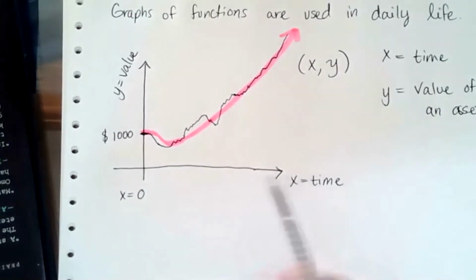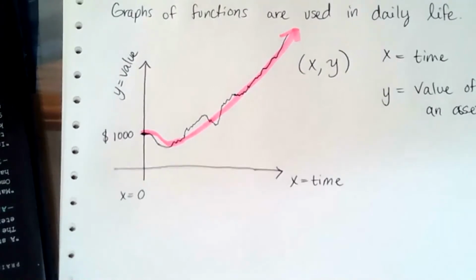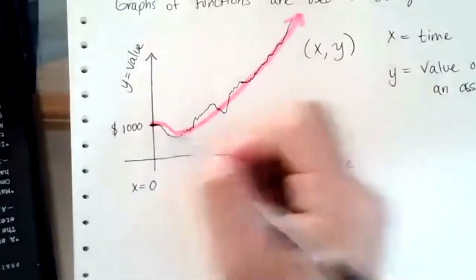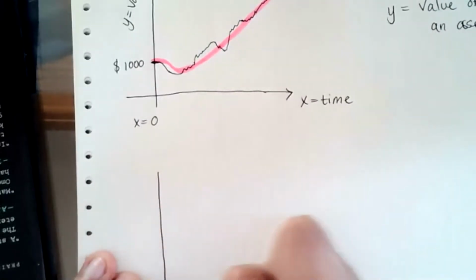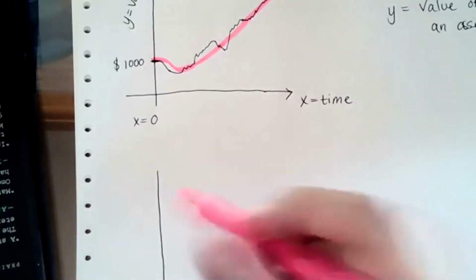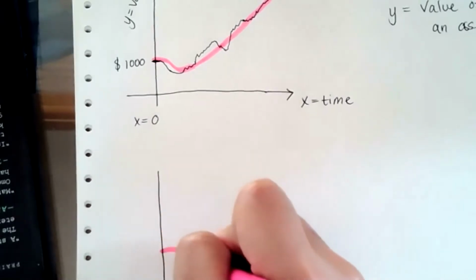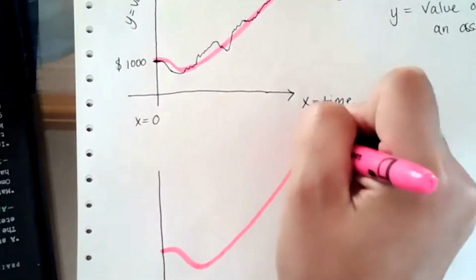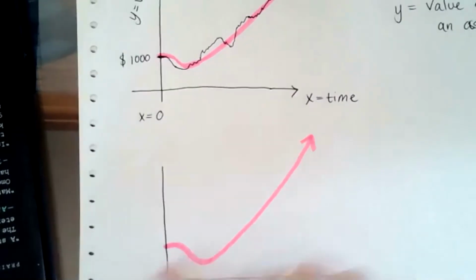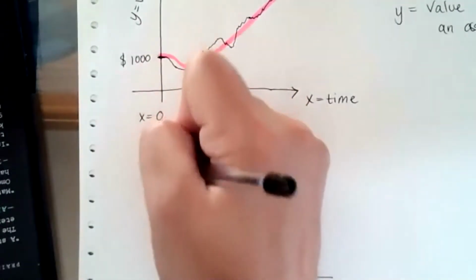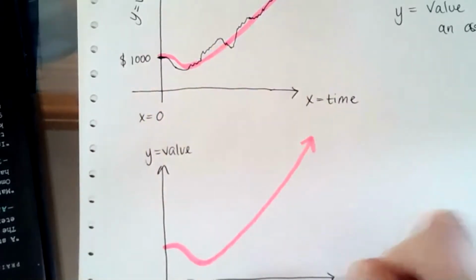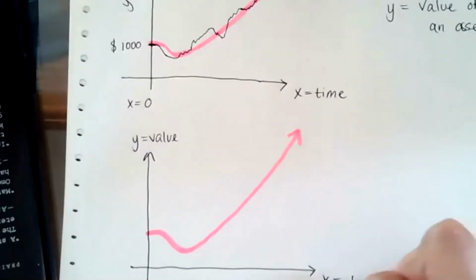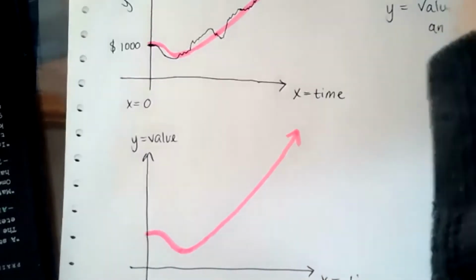But in any case, why am I talking about this? Well, because let me go ahead and draw a sketch of this again, and just the smoothed graph. So the smooth graph looks something like this, where we said that this is the value. I'm going to say y is equal to value, and x is equal to time. And let me zoom out so you guys can see this.